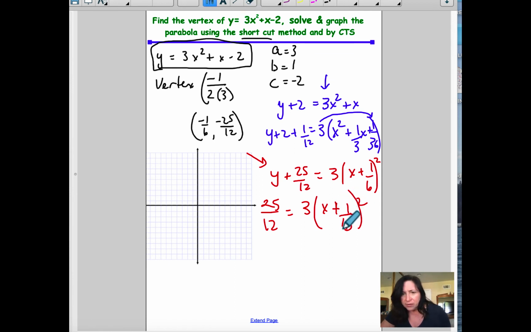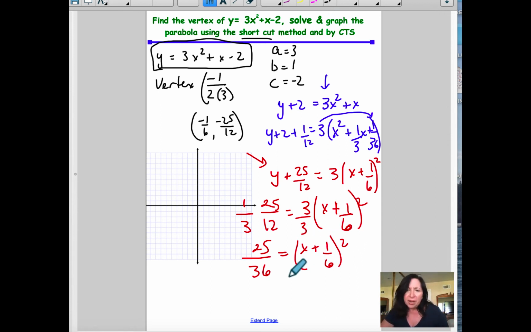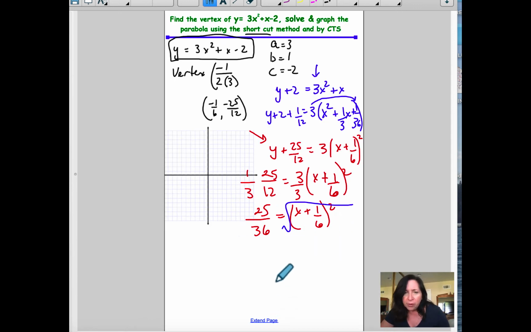plus 1/6. I'm going to square root both sides to find my x-intercepts because we already found the vertex twice. You need to lose the 3. So that 3 needs to go away. So we're going to divide both sides by 3. So now I have 25 over 36 is equal to x plus 1/6 quantity squared. Now keep in mind, I'm going to square root both sides now. And when I square root both sides, on the left, I get plus or minus 5 over 6. On the right, I'm going to get x plus 1/6.